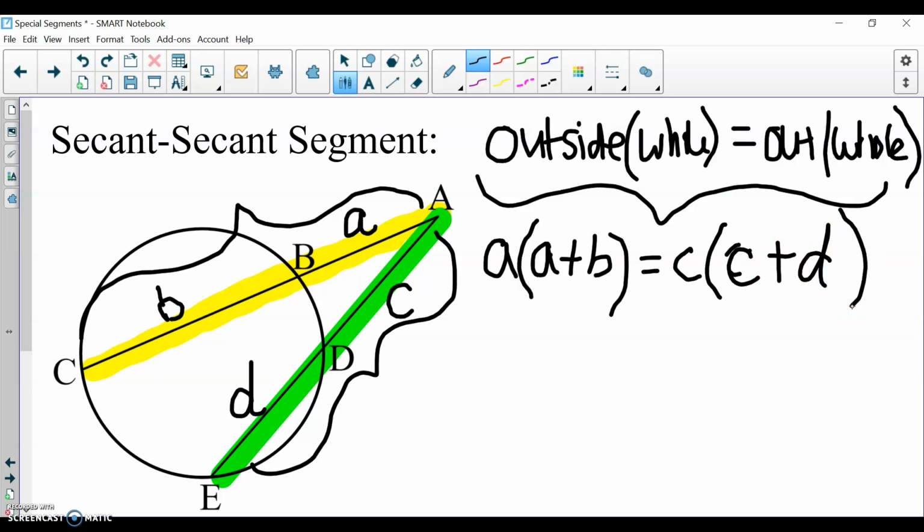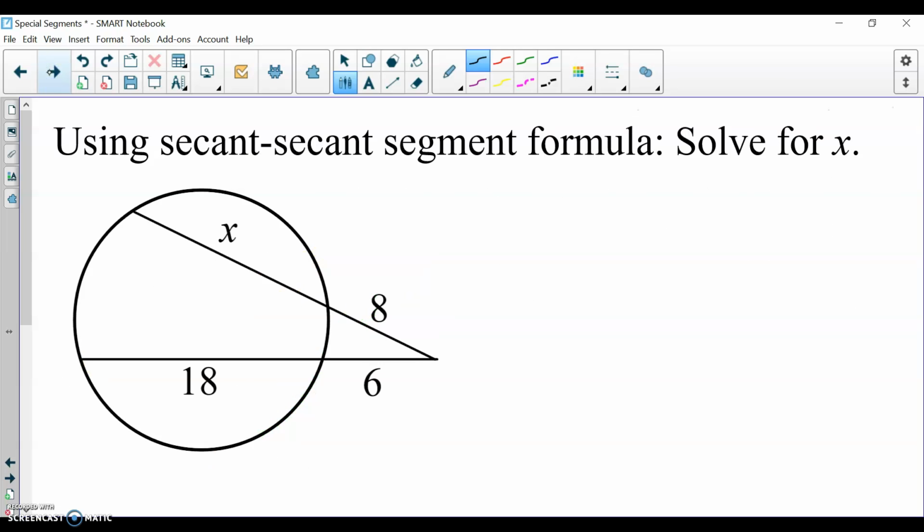Right, so that's the formula I like to use. And again, I label the components before I substitute and then solve. Okay, so a couple examples here using the secant-secant segment formula. We want to solve for x.